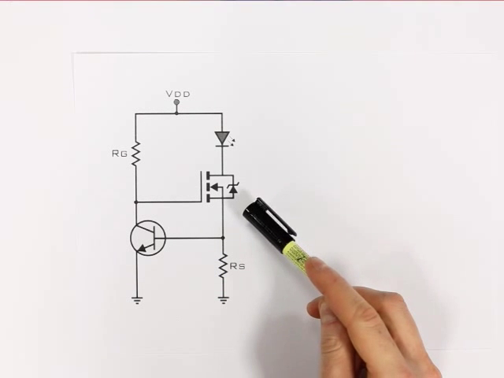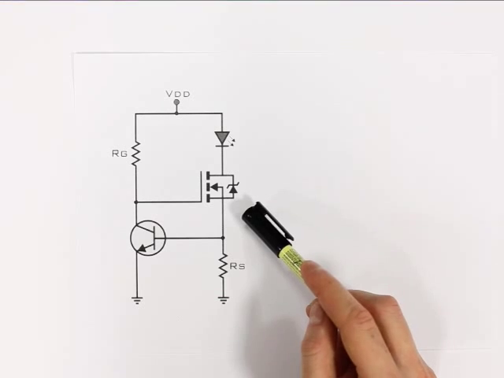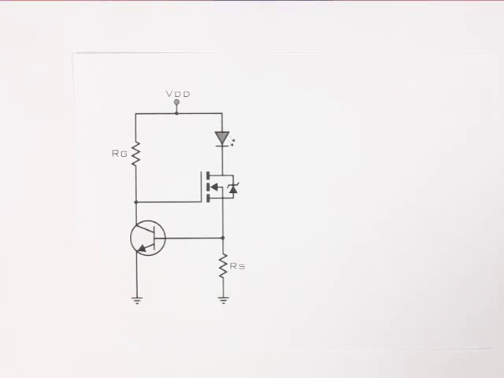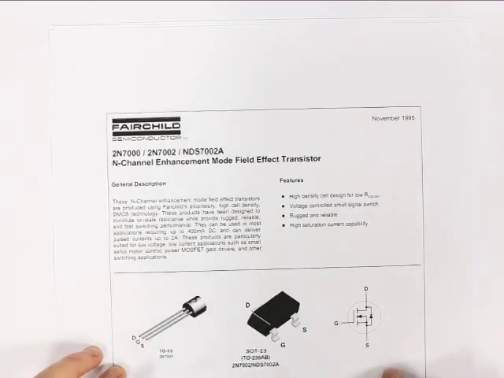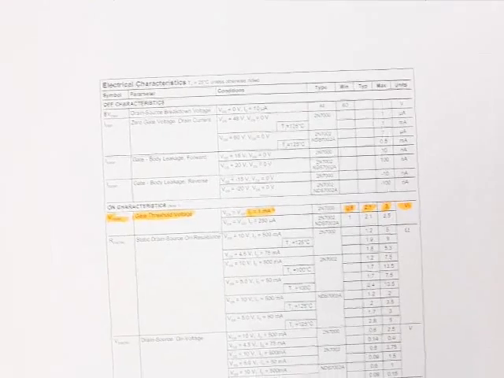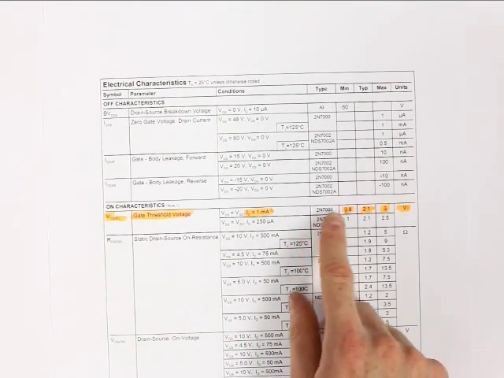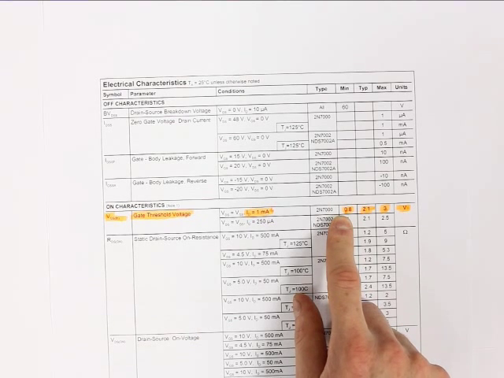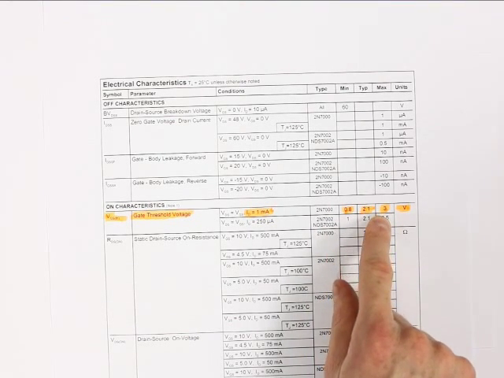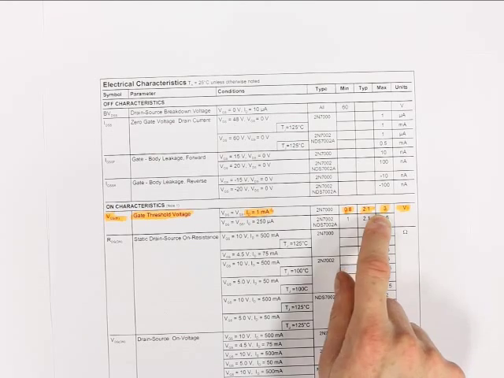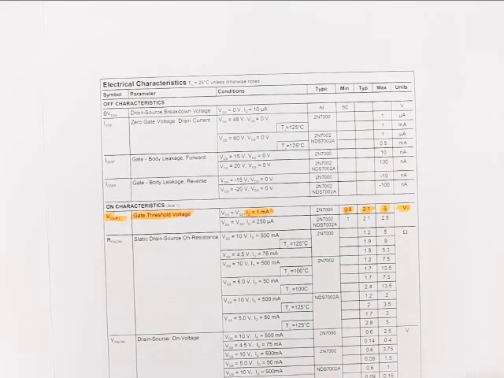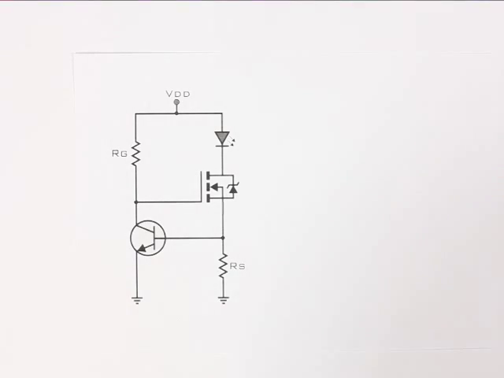So we need to select a MOSFET and find out what that threshold voltage is as a first step. And I've done exactly that. I have the data sheet for my MOSFET here. If we go to page 2, there we have it, the gate threshold voltage. That's listed as having a minimum value of 0.8 volts and a maximum of 3 volts. So that's quite a wide range. However, our supply voltage is certainly higher than that, so we're okay.